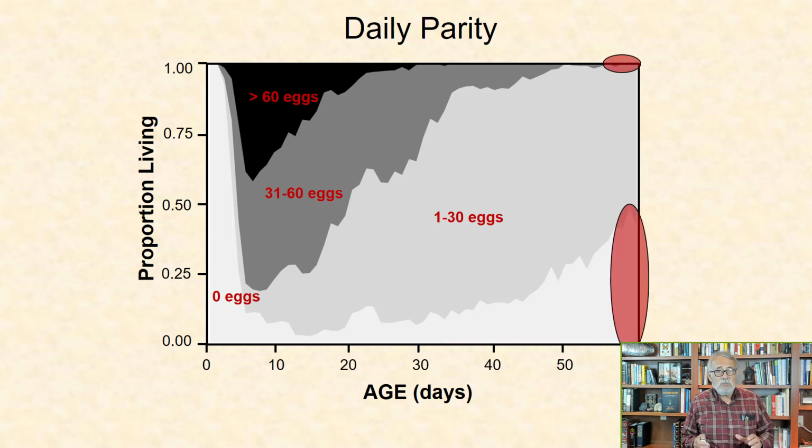By 60 days, almost half of the females are laying no eggs, and only a tiny fraction are still laying 31 to 60 eggs per day. There are no heavy egg layers at this age.